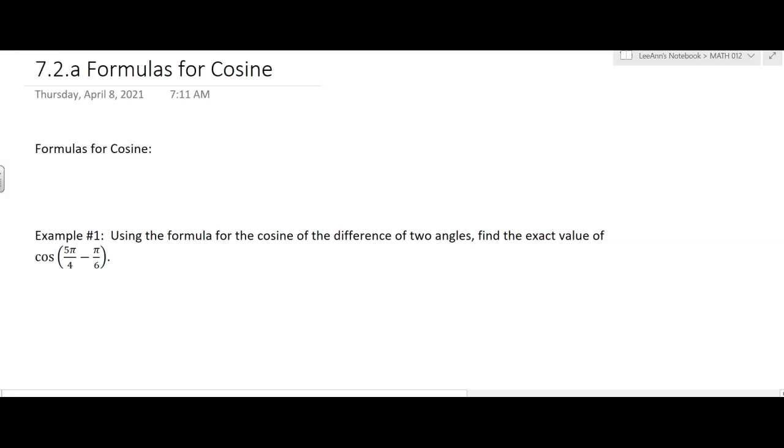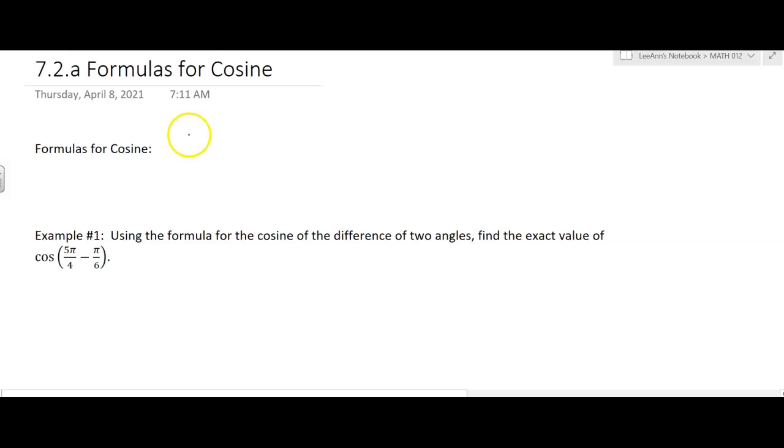So in 7.2, we're going to be looking at the sum and difference formulas for cosine, sine, and tangent. They explain a little bit where the cosine formulas come from. I'm not going to go through that. It's in the textbook. I'm just going to show you how to use the formulas.